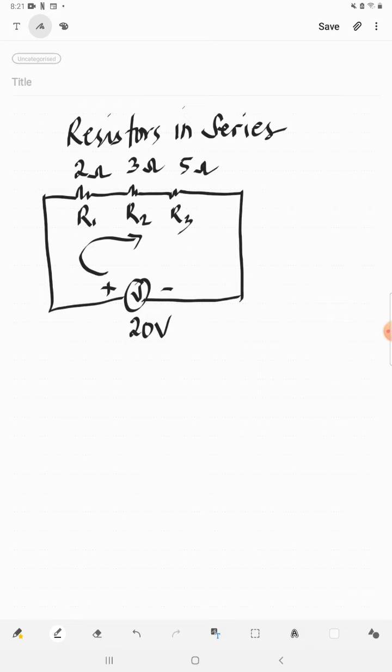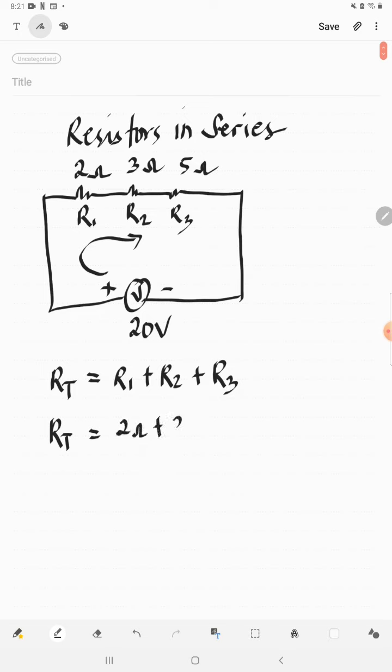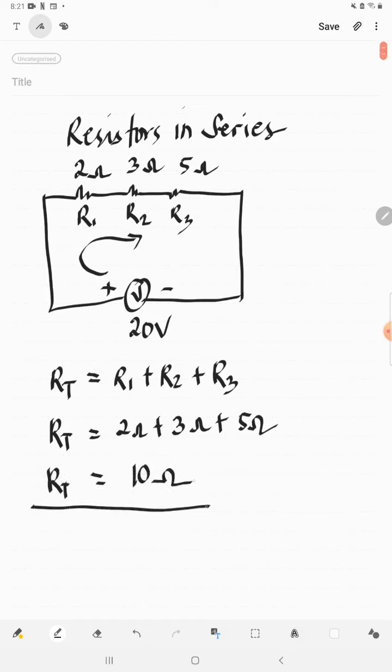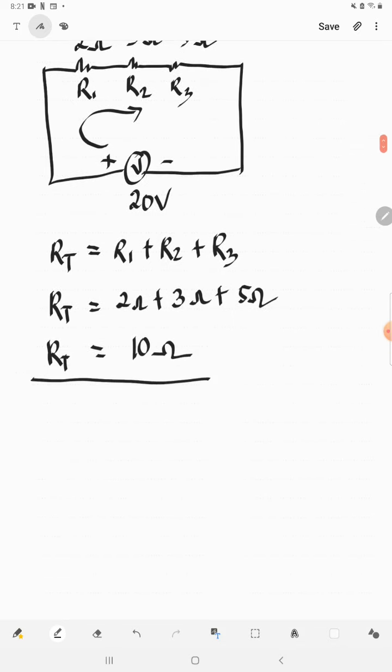Okay? So the total resistance in series is simply the combination of R sub 1 plus R sub 2 plus R sub 3. So R total is simply equal to R1, which is 2 ohms, plus 3 ohms, plus 5 ohms. So R total is simply equal to 10 ohms. Okay? Then we will find the I.